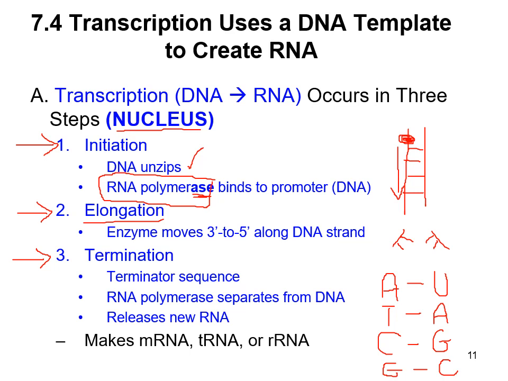When the RNA polymerase comes to the end of its track, when it's all done, it's going to transition to the third step, which is termination.